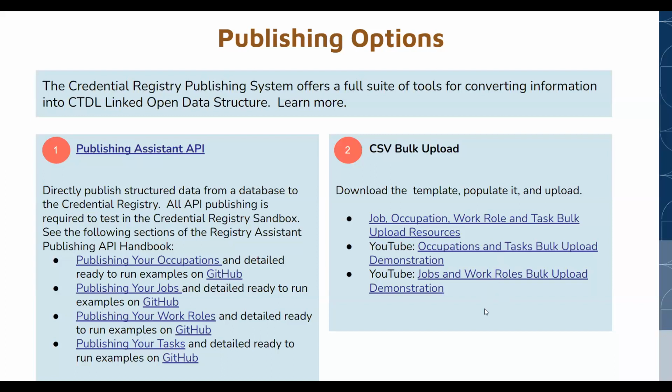And on the right-hand side, there are links to information about the bulk upload. Julia will have a demonstration of that shortly. If you're not familiar with the bulk upload, it allows you to specify the columns you're interested in. As noted, there are a lot of different properties in CTDL, and particularly for tasks and occupations, you're maybe only looking at a small subset of it. So you specify what you want, download a template, populate it, and then you can upload it and have it published from the publishing system.